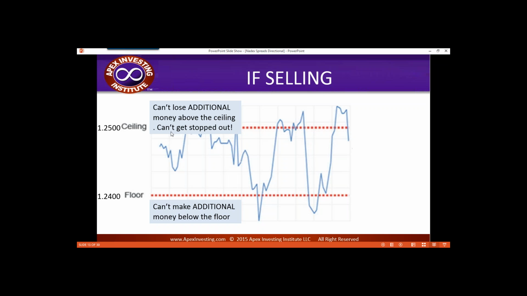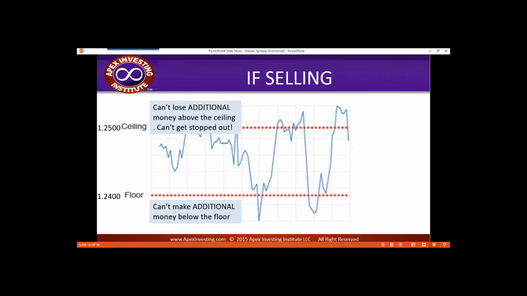Now, one of the biggest things about Nadex spreads and any Nadex product is the fact that there's limited, known, capped risk. If you're trading spot Forex, for example, and the market flies up 500 points or flies down 500 points or goes against you 100 points, well, you have, in a sense, unlimited risk. But with Nadex spreads, you have capped, limited risk.